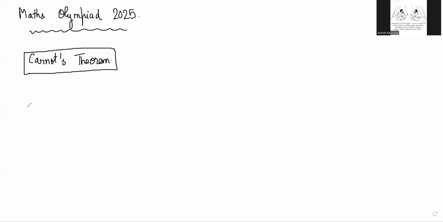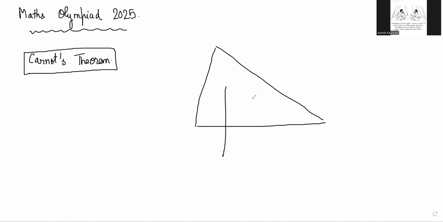The proof of this theorem says that if you draw three perpendiculars from a point inside a triangle to the sides, they will be concurrent if and only if a certain condition is satisfied. These three perpendiculars are going to be concurrent.